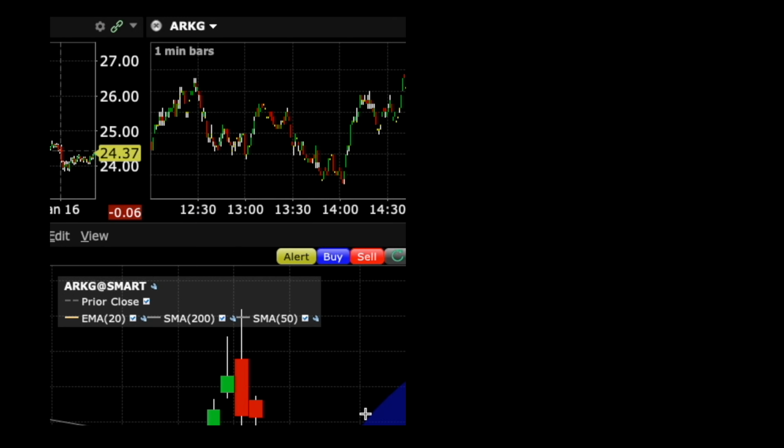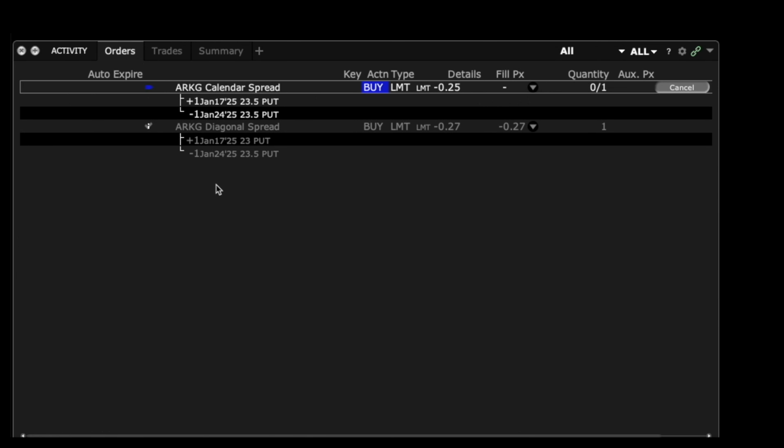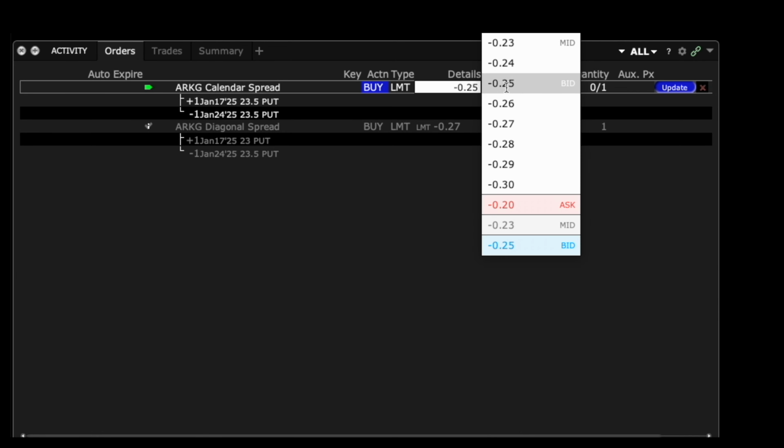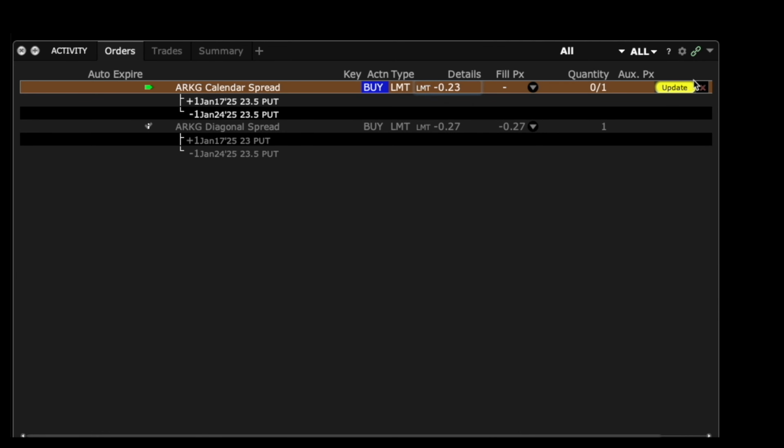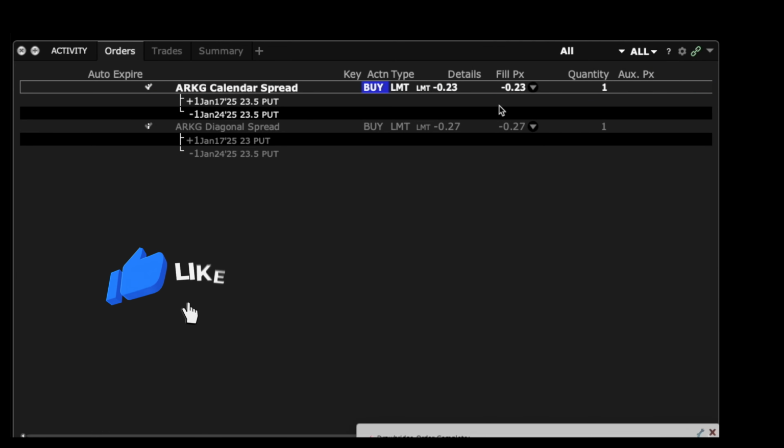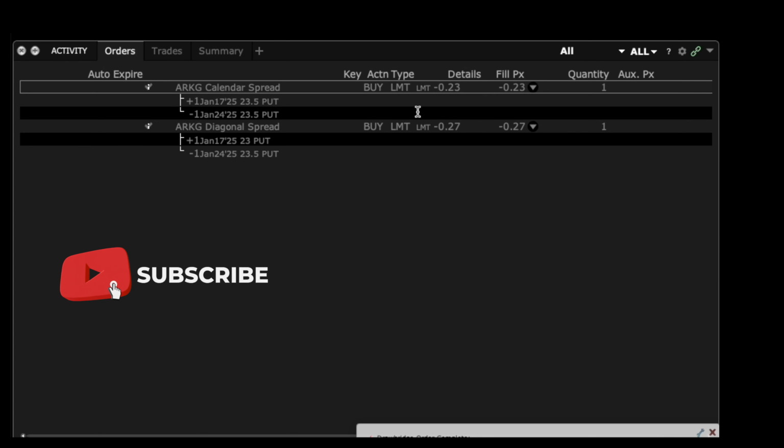I'm going to hit transmit. I'm going to go to my orders tab. I'm going to look at how much money I get for this. I'm going to just fill this for you guys. $23. I got filled for $23. That is what I enter into the sheet.